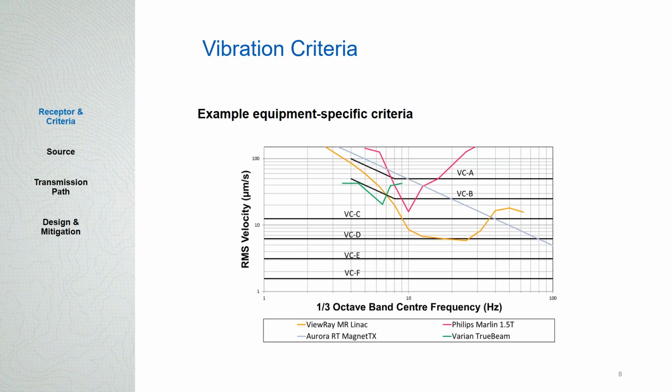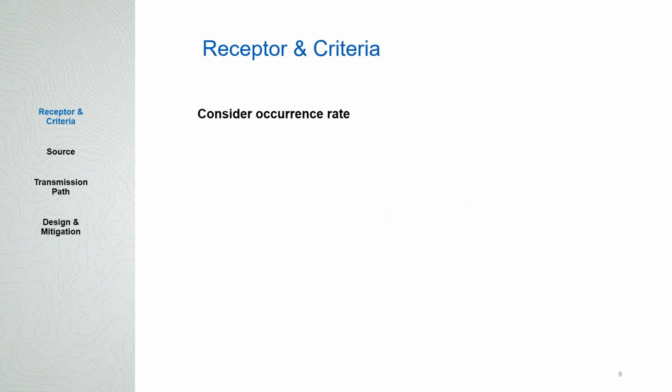Occasionally, there's new pieces of equipment coming out all the time. Occasionally, you'll come across an MRI that you designed for VC-C, and then you see it's actually a little bit more stringent than VC-C. So we don't want to be caught being surprised with that as well. So the VC criteria, the generic criteria, is what we designed for in the beginning, and then as early as possible, get that equipment selected and understand what its actual criteria is going to be.